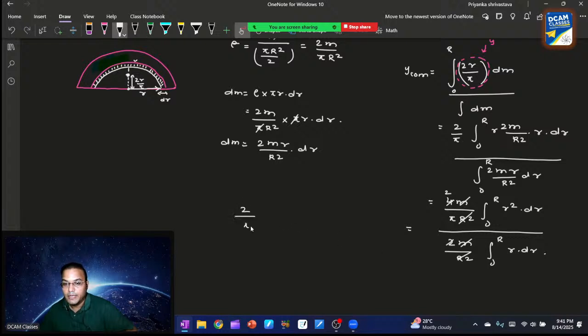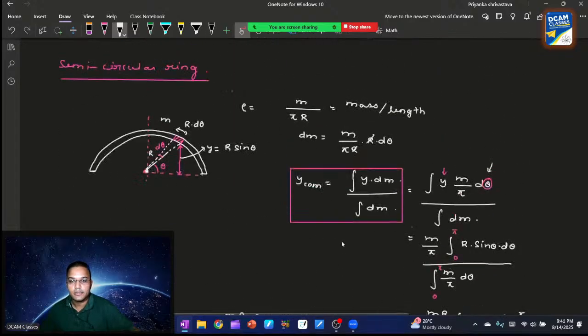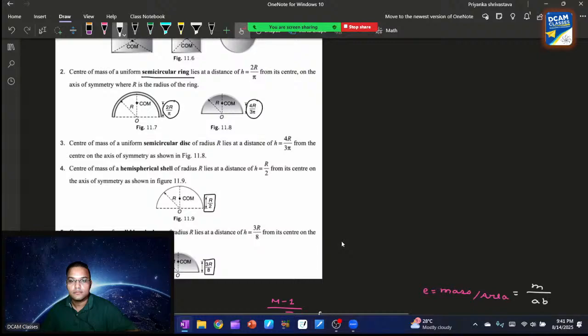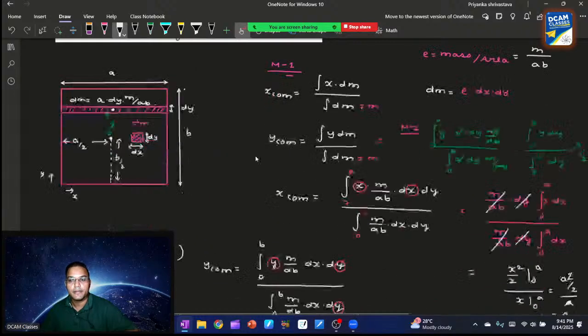It's 2 by pi into r cube by 3, r square by 2. Four r by 3 pi. Are you getting the correct result? 4r by 3.